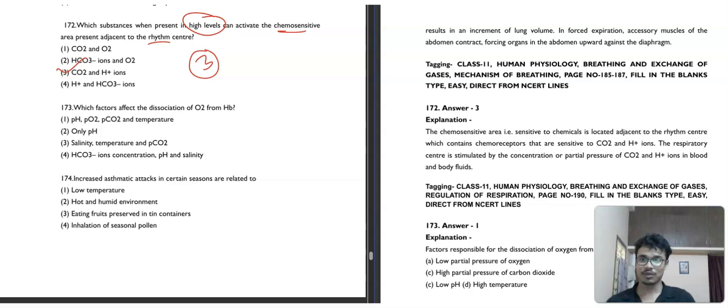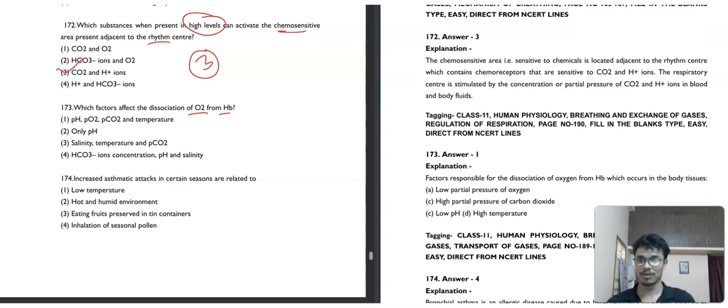It is saying, which factors affect the dissociation of O2 from hemoglobin. So, dissociation of O2 from hemoglobin is basically favored by low partial pressure of oxygen, high partial pressure of carbon dioxide, low pH, and high temperature. Okay. So here our correct answer will be the first option.